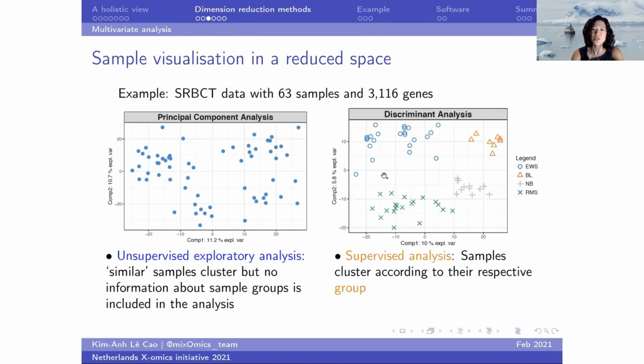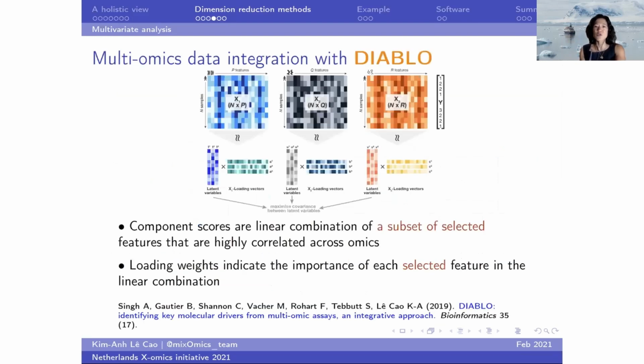But with discriminant analysis, you can see now that there's a coloring that appears with symbols, and really you're trying to discriminate the different groups. Here they are different types of cancer. So you're kind of constraining the analysis so that the components really try as best as they can to discriminate those sample groups.